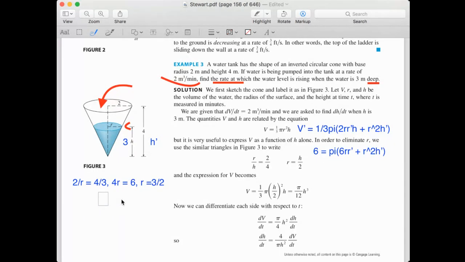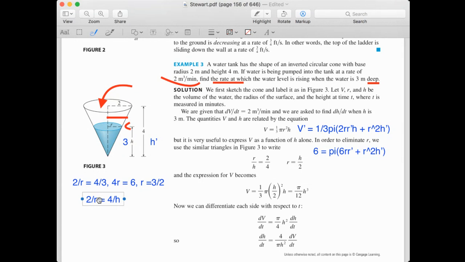Let me use another equation. Let's use an easy equation. So you see, we have 2 over R equals 4 over H, right? We have this equation. I'm still using the similar triangles. At any point, at any time, I have this R as variable, I have this H as variable. So I have 2 over R equals 4 over H.